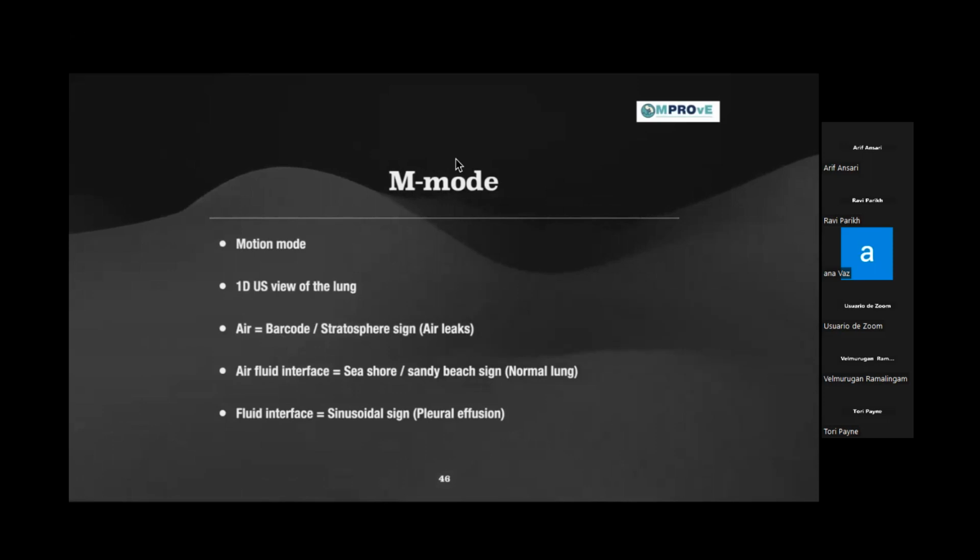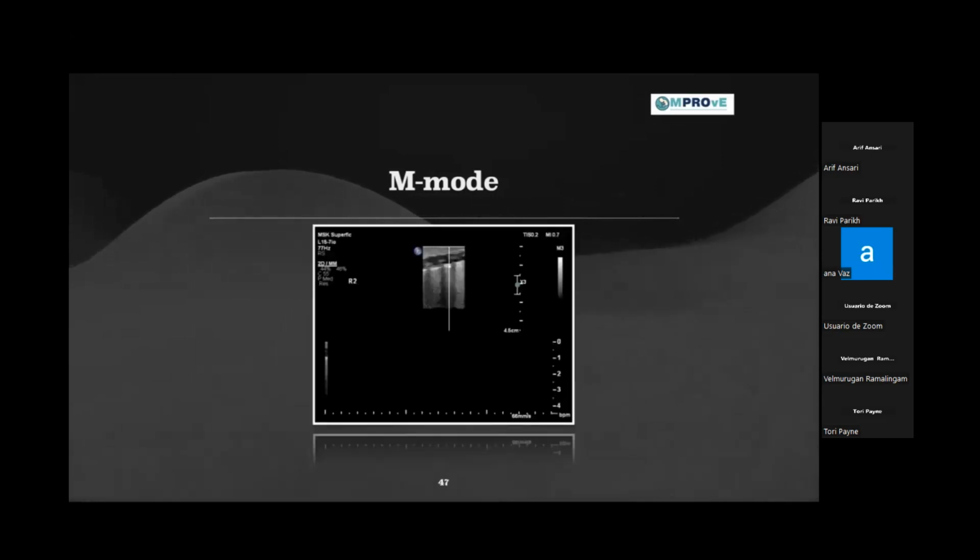And if you're doing an M mode in a baby who has a fluid interface, there's no air, just fluid, which will be in pleural effusion, you will see something called a sinusoidal sign. Again, we'll discuss in detail when we deal with those.